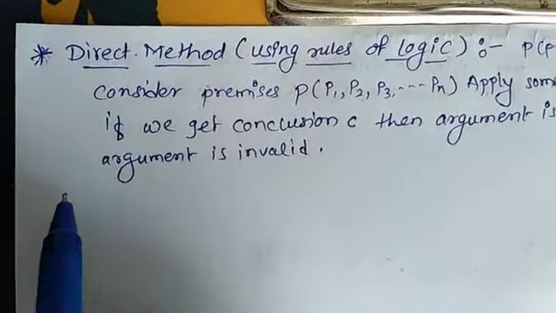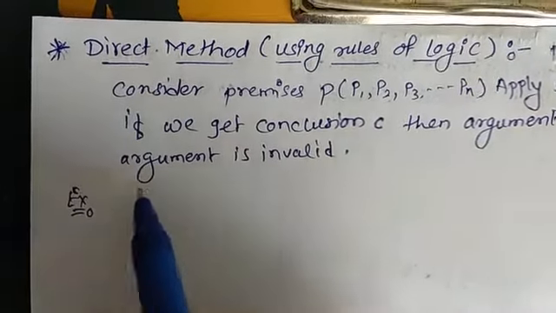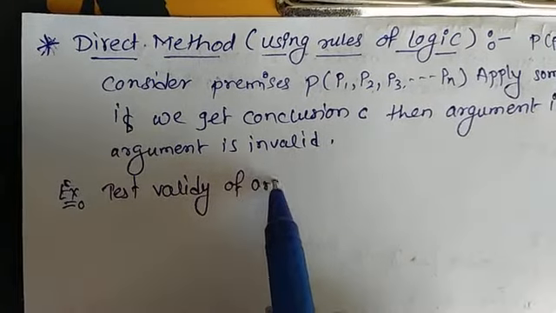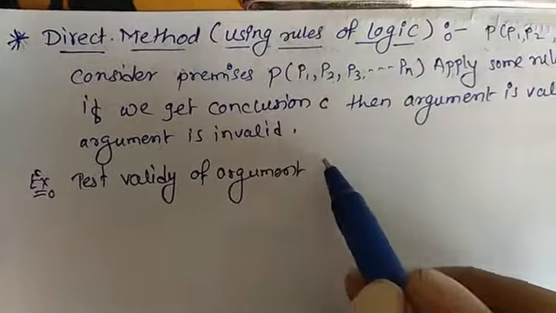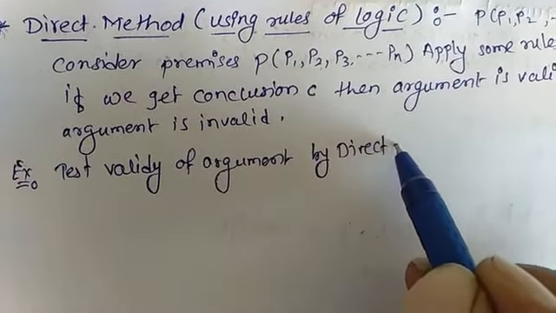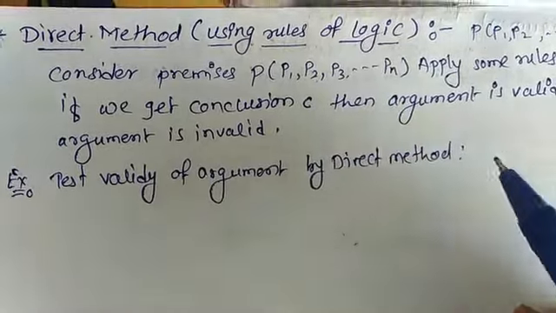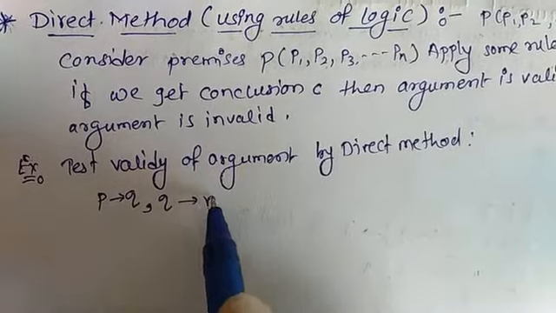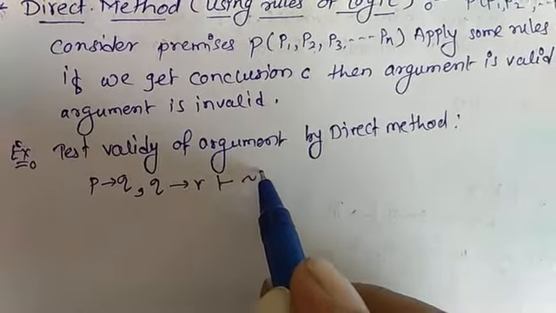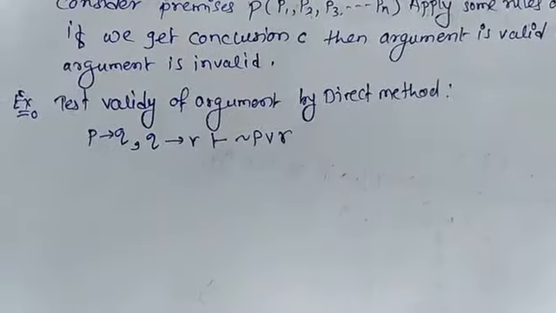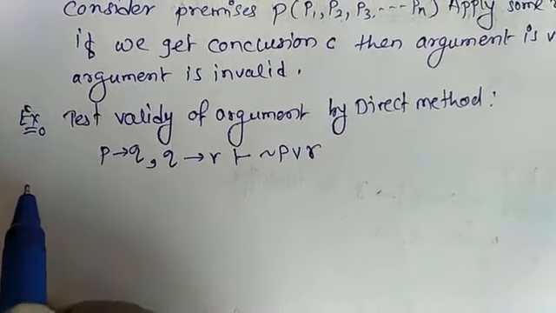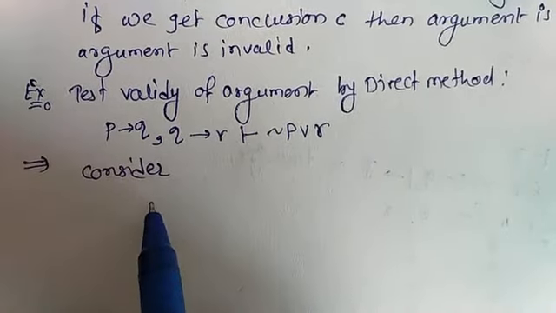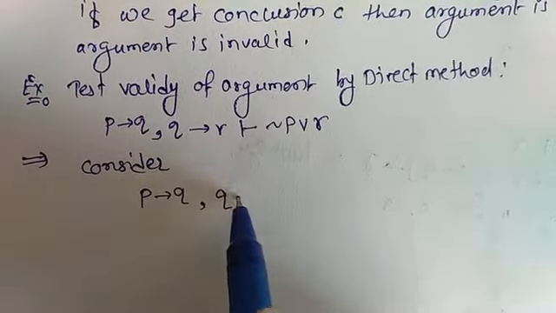For example, consider this example: test the validity of the argument by the direct method. The argument is P implies Q, comma Q implies R, conclude negation P or R. In the solution we have to consider the premises part. Here the premises part is P implies Q, comma Q implies R.